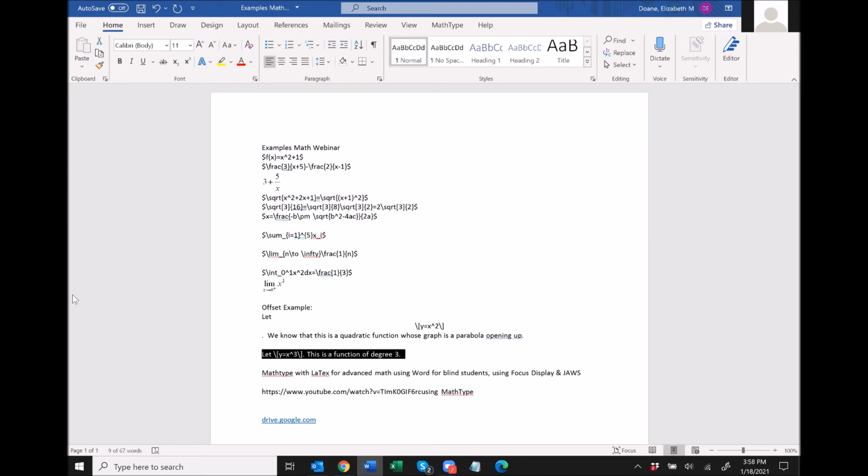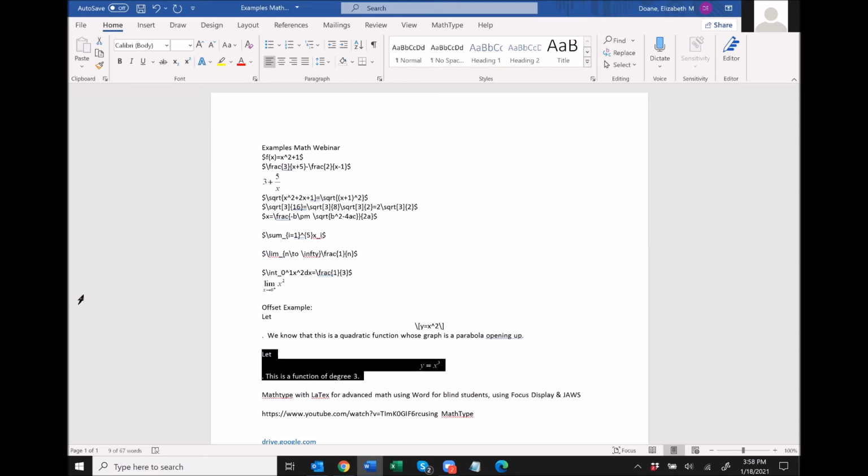Translate it. Selected. Let y equals x cubed. Let y equals x cubed. There it is. This is a function of degree 3. That's quite nice. MathType with LaTeX. Okay. Now, let me see what else.